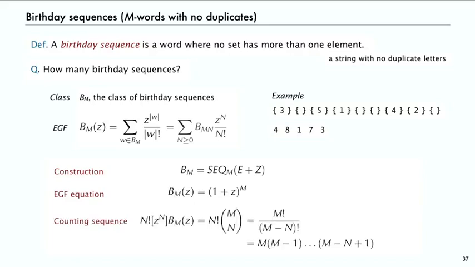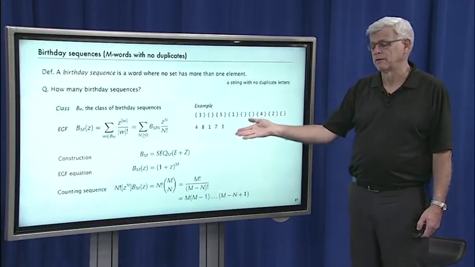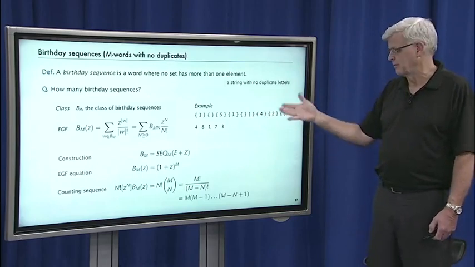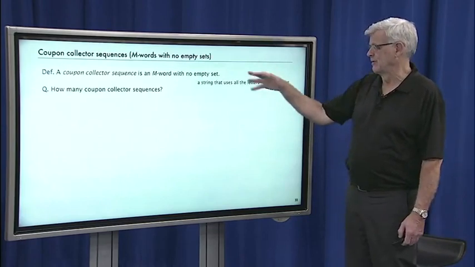And the counting sequence is n factorial times the coefficient of z to the n in that, which is m times m minus 1 and so forth. And then if you want to get the probability that a random word's a birthday sequence, divide that by m to the n and so forth. So that's, again, just a simple example of modifying the basic construction to be able to quickly get a generating function for such sequences.